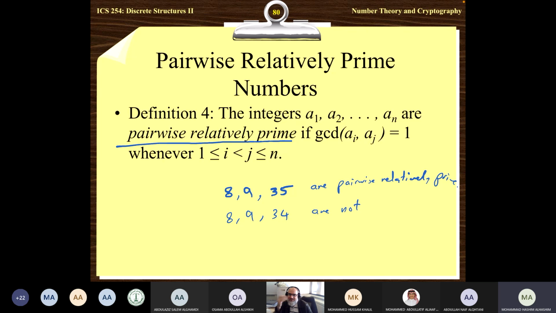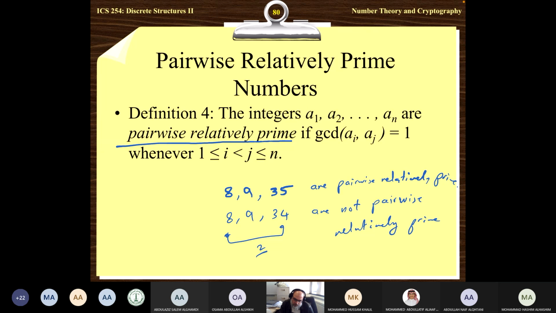8 and 34 have 2. 8 and 34 have 2, right? 2 divides 8, 2 divides 34. So these are not pairwise relatively prime.